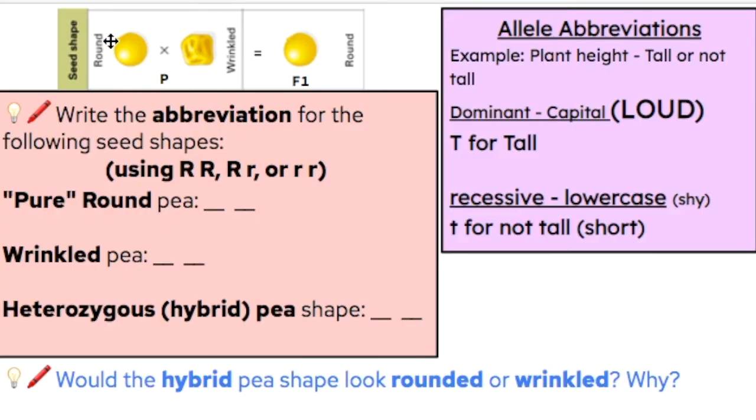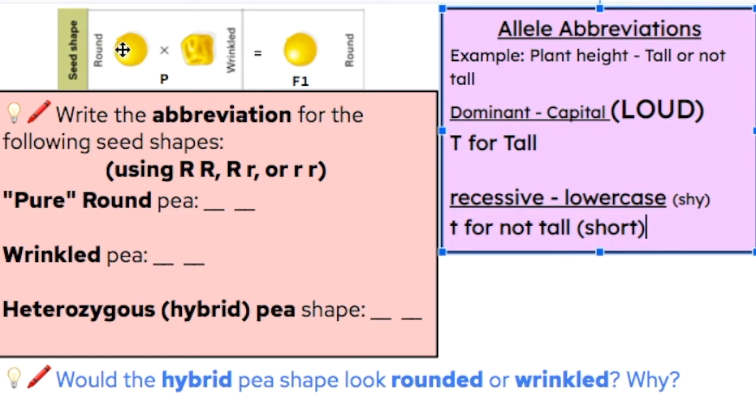Okay, here's our same diagram before. We have our round pea or wrinkled pea, parent generations, and then the offspring is 1. So here's how we abbreviate those alleles. For example, if we're using a T for plant height, tall, capital T, or not tall, we use the same letter over and over so that we know we're talking about the same allele pair. So T for tall, we use capital letters, and you can remember that this is the loud one, which is why we use the capital letters. Recessive, we write it in lowercase. This is the shy one. So we use a little t for not tall or short in the case of pea plants.